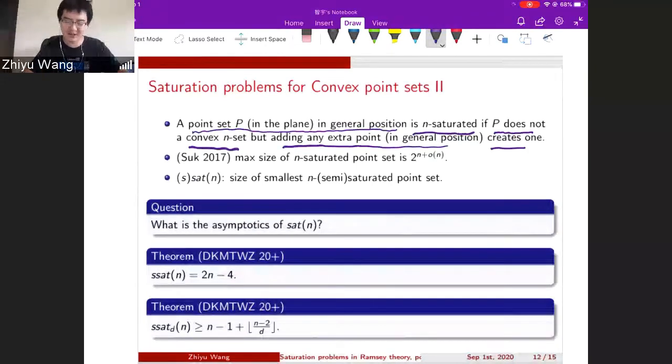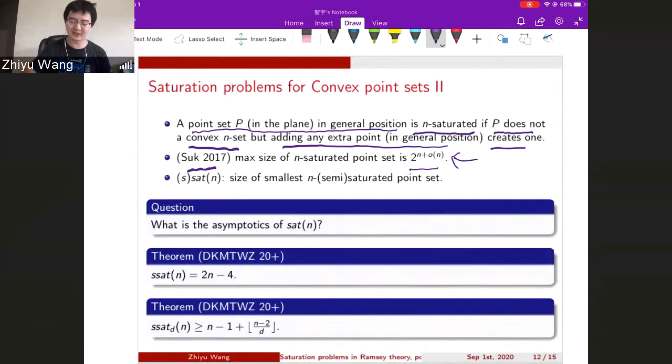The corresponding extremal problem is an oldish problem, and the best bound is this breakthrough result by Andrew Suk in 2017, who proved that the maximum size of an n-saturated point set is roughly 2 to the n plus little o of n.